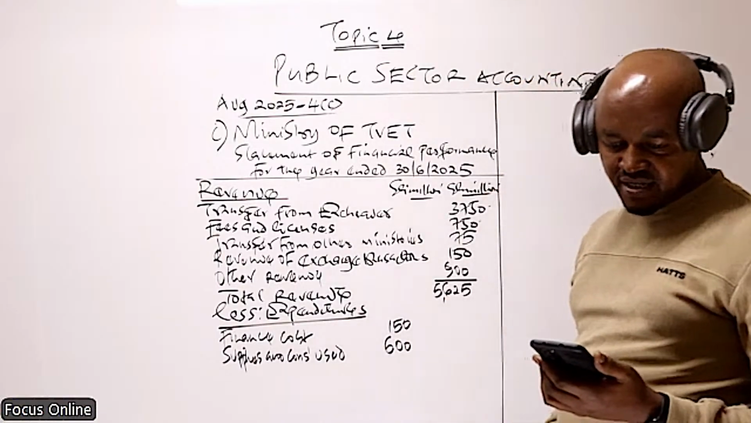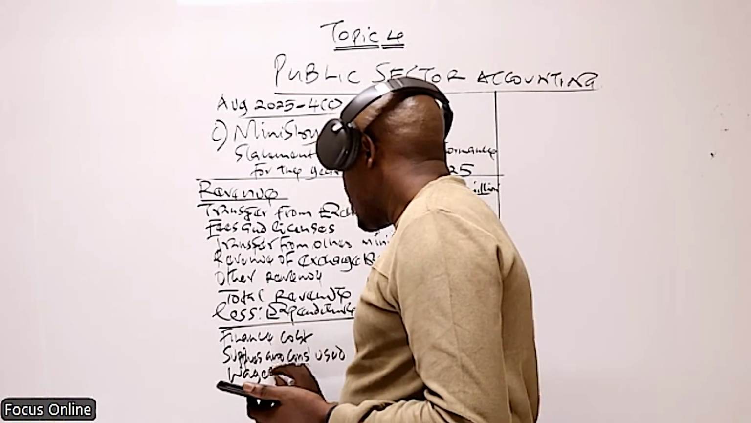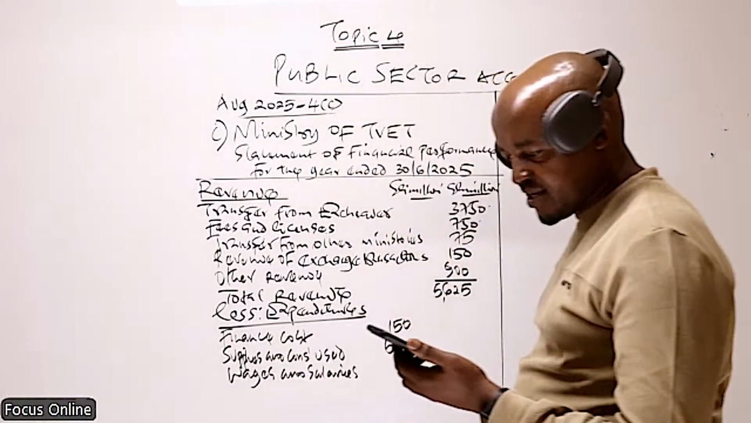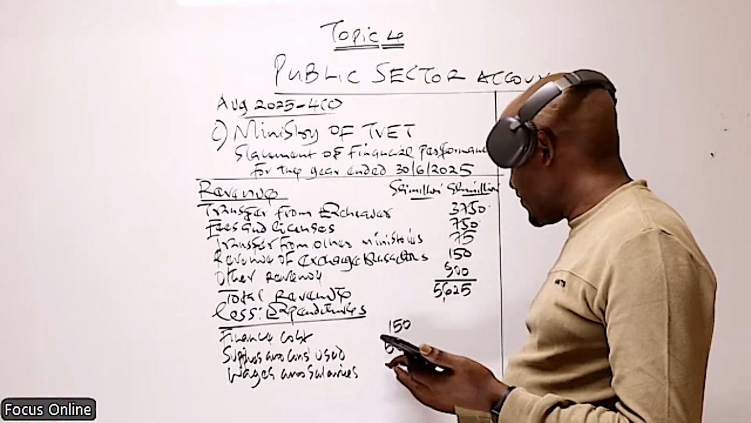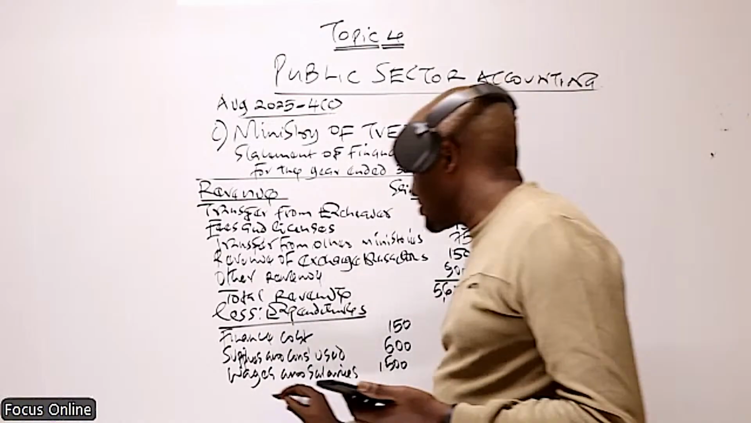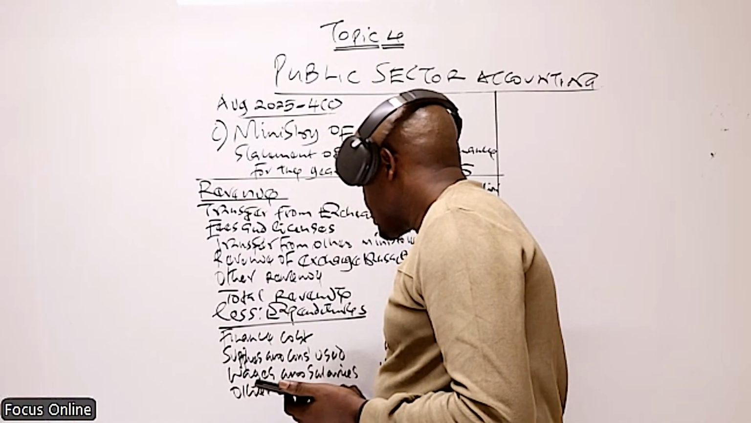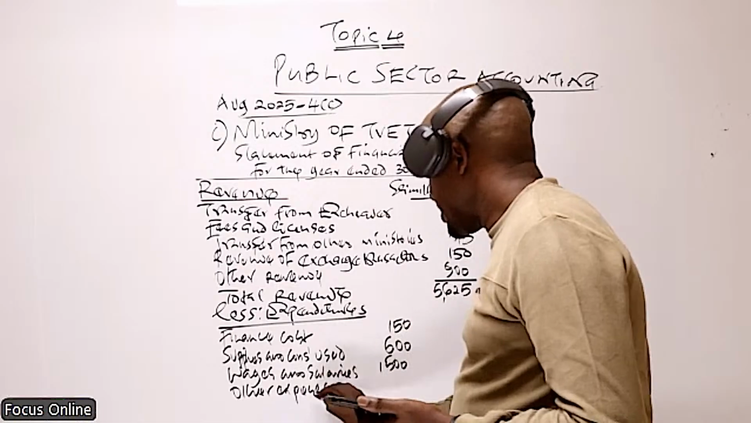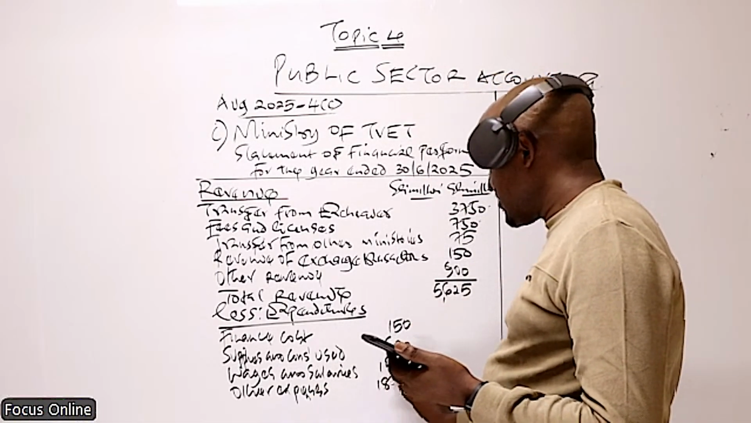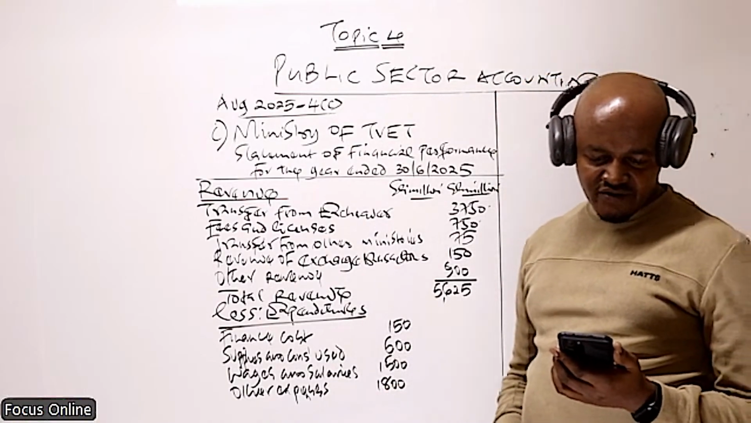It's still an expenditure. Below that we have wages and salaries, which is an amount of 1,500. Below that we have other expenses. The other expenses is an amount of 1,800. Then from there we have transfer from other ministries.